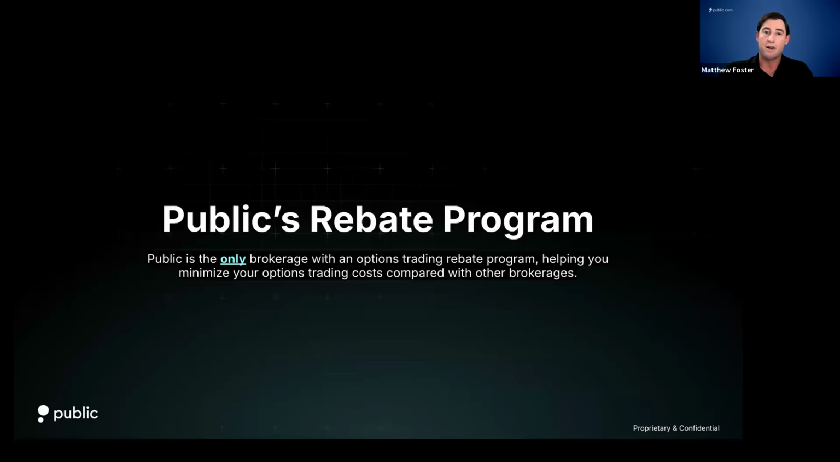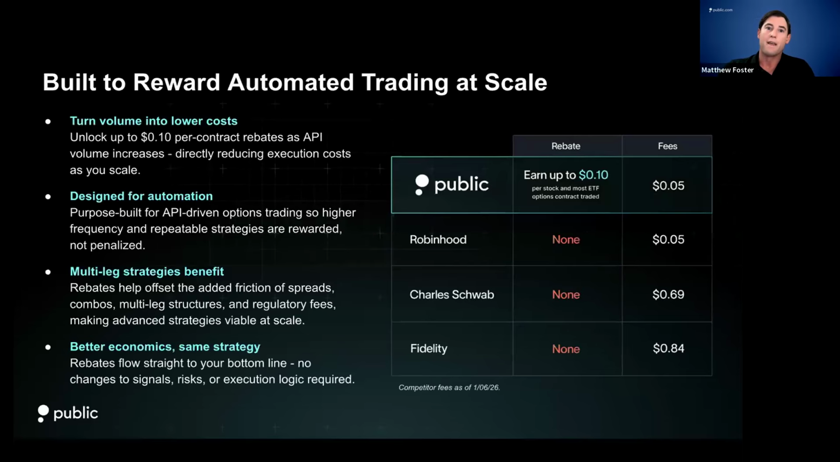And the rates depend on volume, the underlying asset you're trading, and the execution method. So we always want you to reference the official rebate terms. But the key takeaway here is really simple. We think that scale on Public should be rewarded, not penalized. And in practice, what this means is that higher API volume can really unlock meaningful per contract rebates that are going to directly reduce your execution costs.